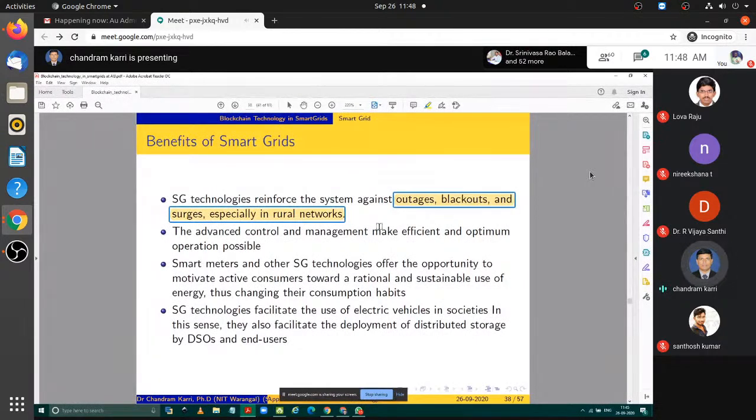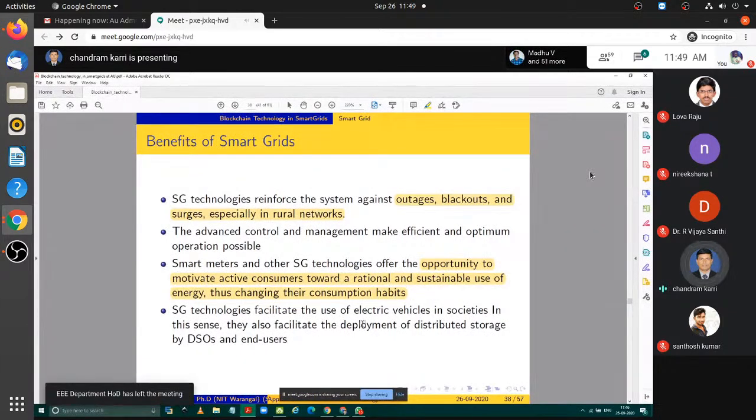metering and telecommunication networks. The smart grids also give an opportunity to motivate active consumers towards the rational and sustainable use of energy. If we adopt the best market structure in the smart grid, consumers and suppliers will get more benefits. This is also the concept of deregulation: more benefits with less risks.